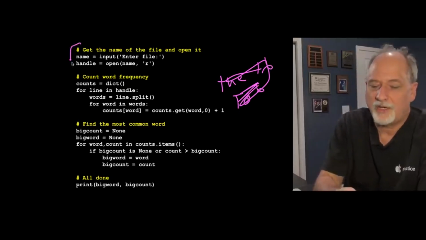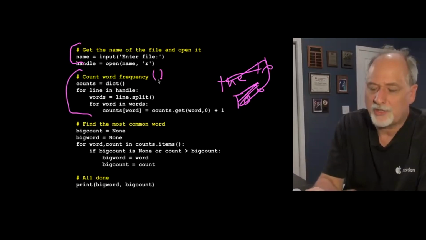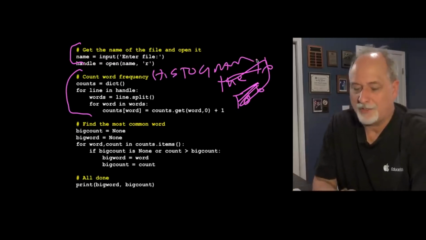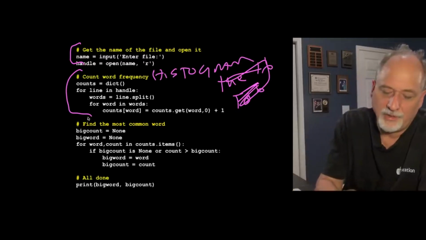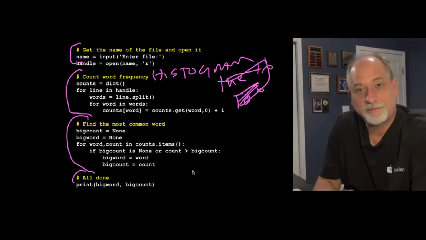So this first paragraph is get the name of the file and open it. The second paragraph is count the word frequency. You know, maybe I should have said histogram here. Count the word frequency and assemble a histogram. And then here I'm putting this pound sign in, find the most common word, and then I'm all done. I print the stuff out, right?